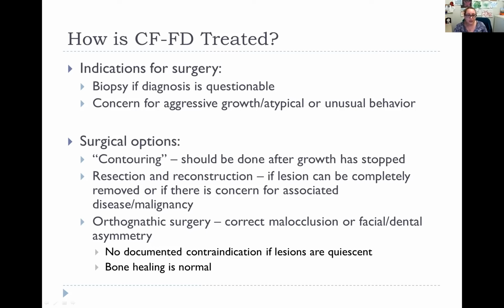The surgical options, which I'll talk a little bit more about, include contouring, which can be done after growth has stopped. Resection and reconstruction are considered a little bit more radical, but it basically completely will remove the lesion, and can be done particularly if there's concern for other associated diseases or malignancy, such as an aneurysmal bone cyst. Orthognathic surgery, which we just mentioned, will correct any kind of dental facial asymmetries. Again, there's no documented contraindication for that.